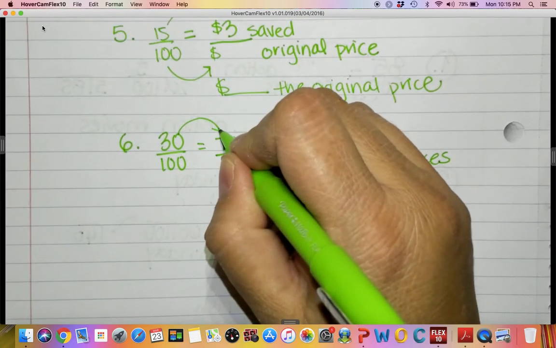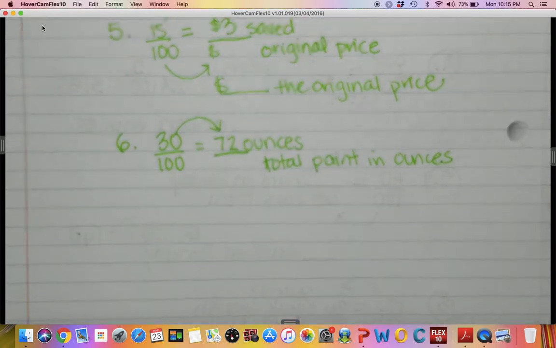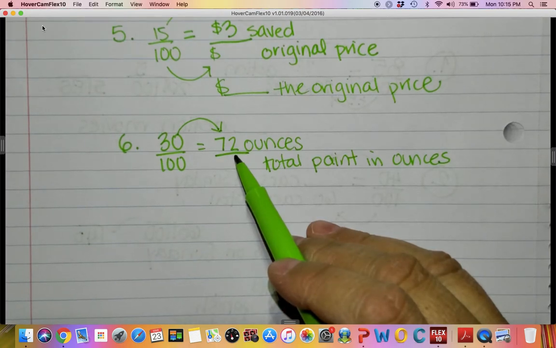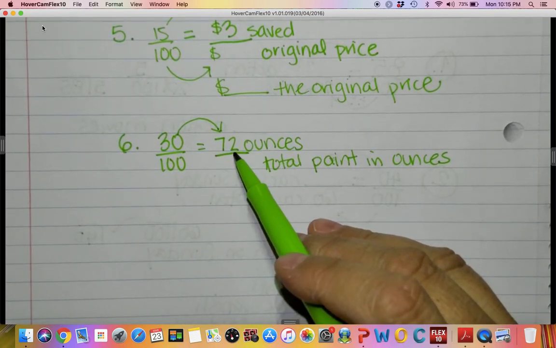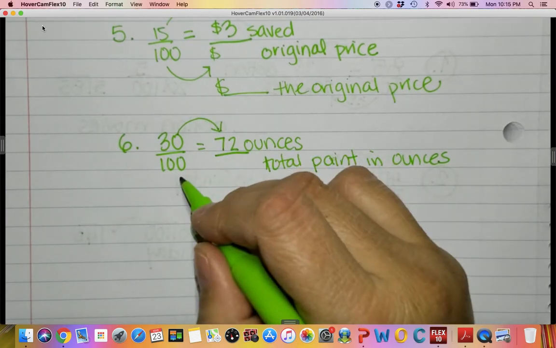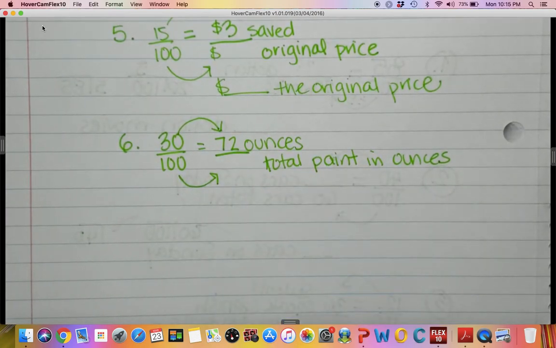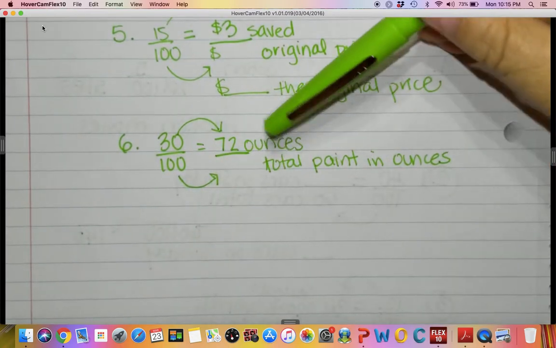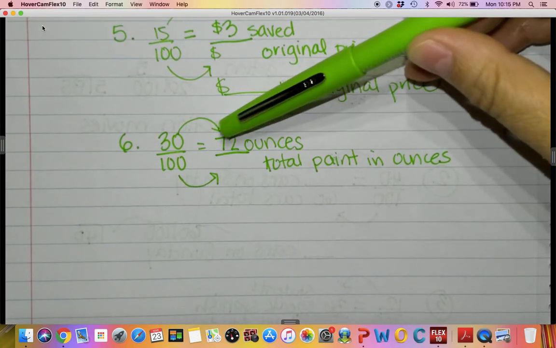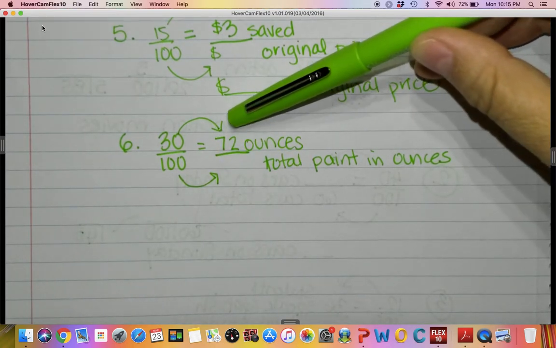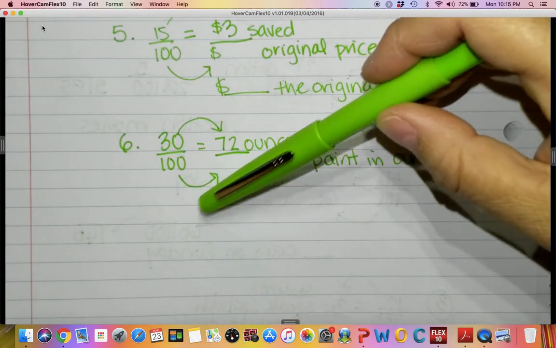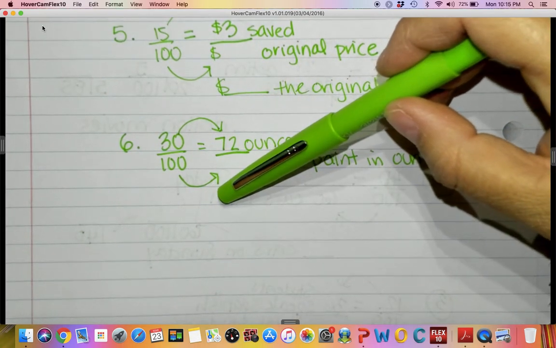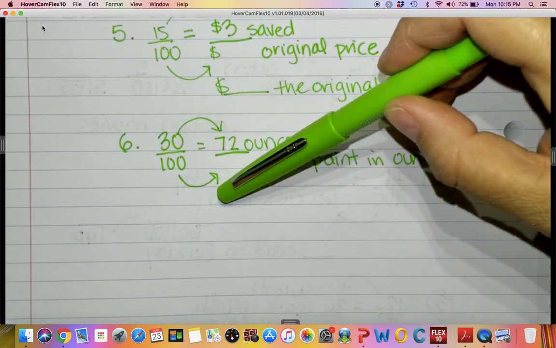So, what do I do to 30 to get 72? I'm going to multiply by something because 30 is smaller than 72, so I'm going to figure out what that is by dividing. And then I'm going to do the same thing to 100. For this problem, I want to stress to many of you that you are going to get a decimal in this problem. Please, please, please be aware of your decimal when you do it for the bottom, because it's going to make a difference for your answer.